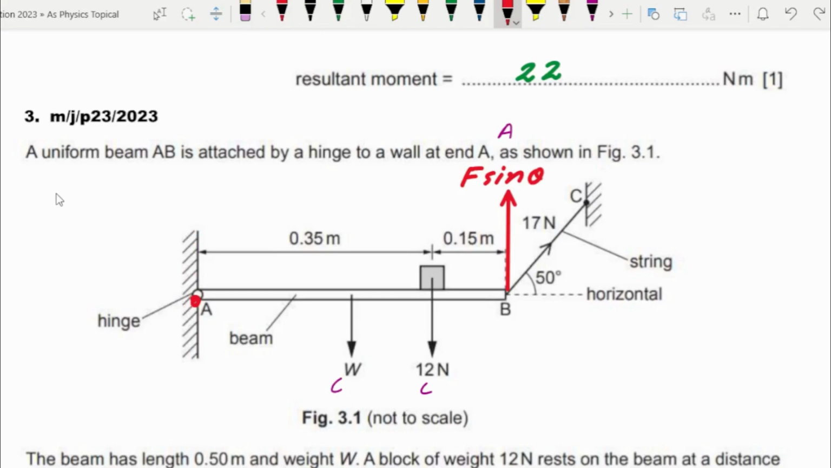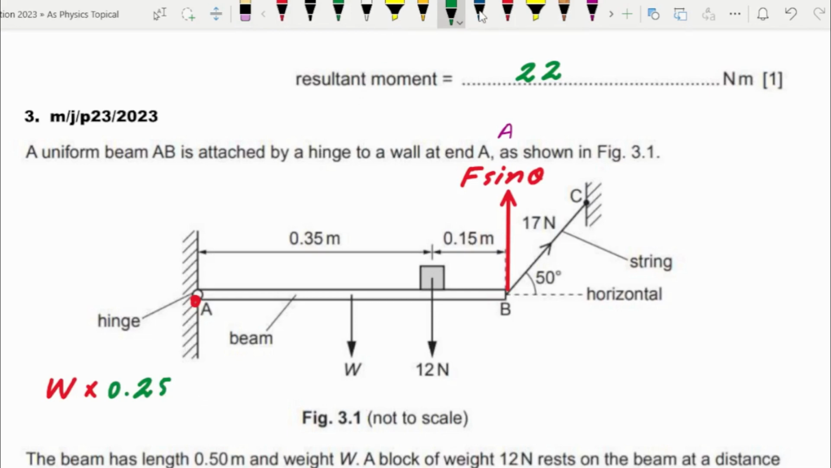So I'm going to apply the principle of moment. Clockwise we have a W, so W times, you see the total length of the beam is 0.50, and since this is a uniform beam, it's written over here, the weight would be exactly in the middle point or in the midpoint. So 0.5 is the total length, so at which point would the weight be? At 0.25. Half of 0.50 would be 0.25.